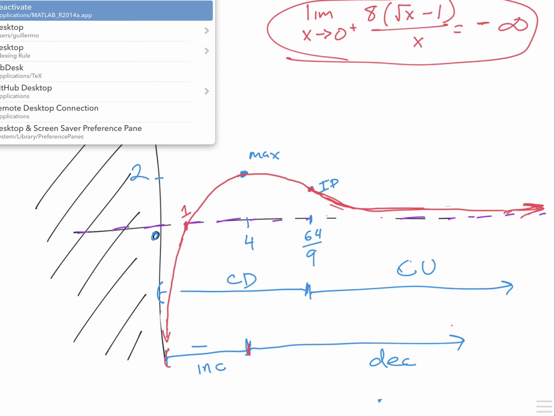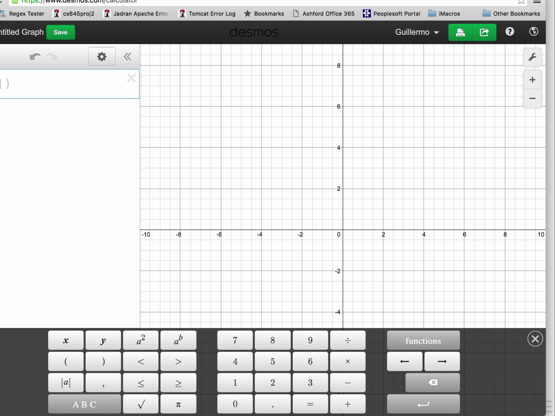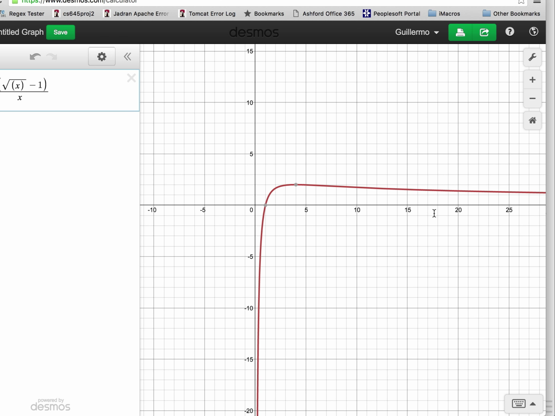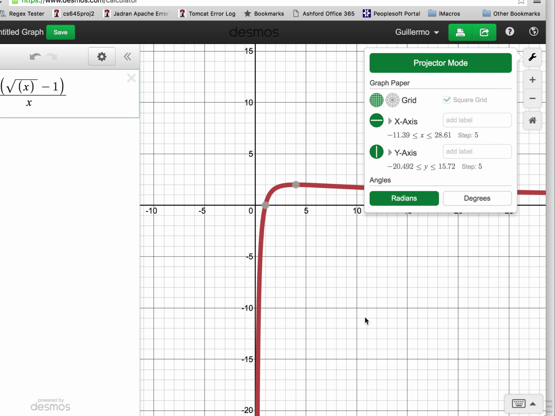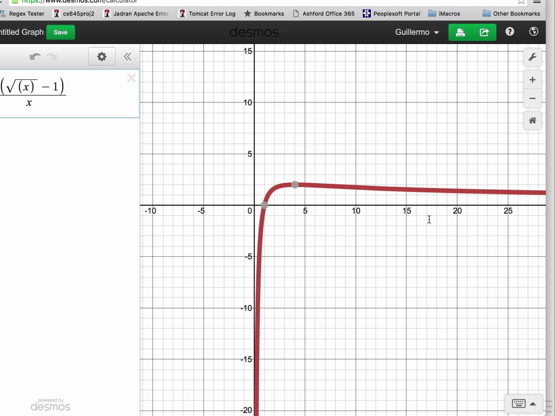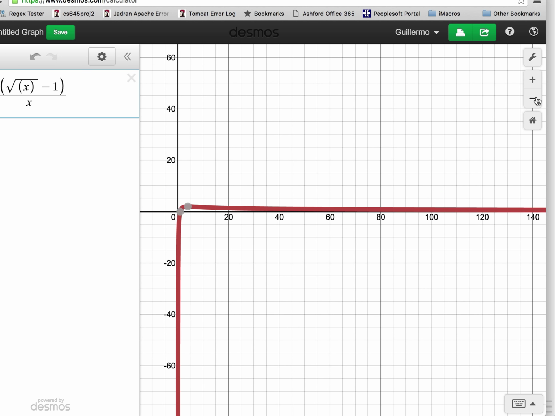Okay. Did you guys try putting it on Desmos? Do you guys think we did it right? Yeah. Good. We don't make mistakes. So there it is. There's the max right there, 4, 2. And then the inflection point is in there somewhere. And then the horizontal asymptote at 0.